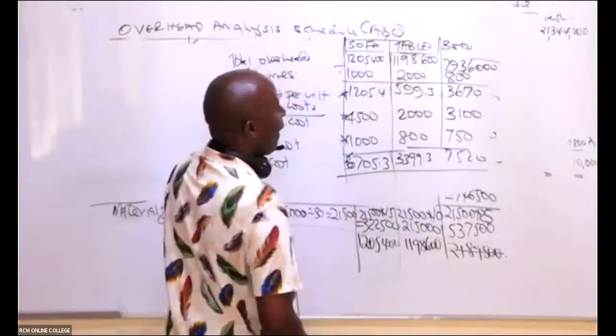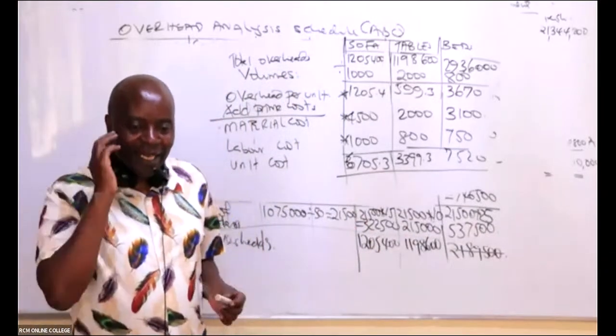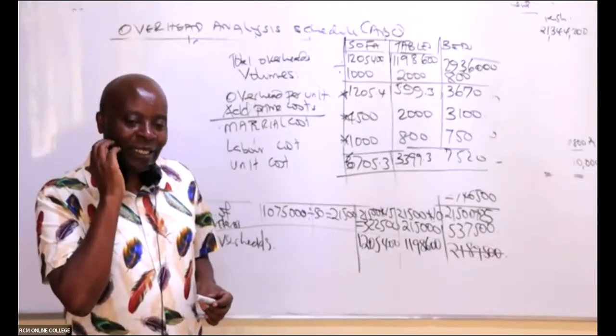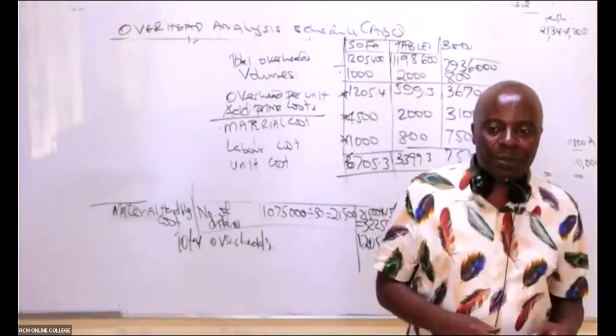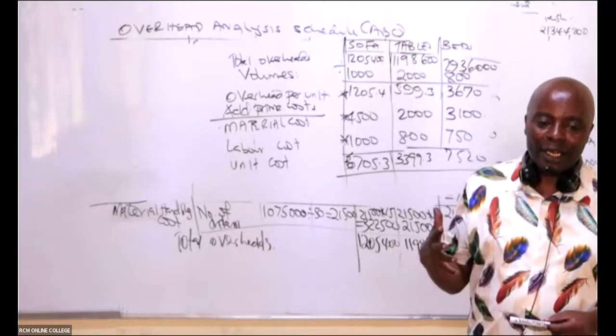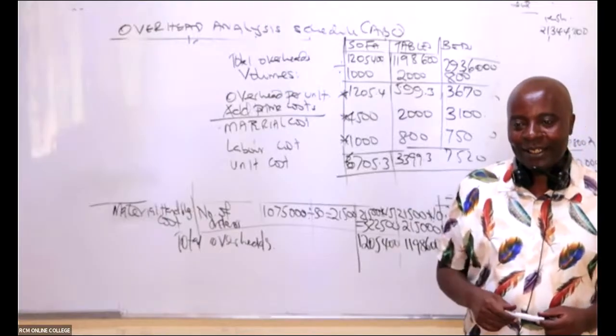6705.3. So if you compare the traditional method and this ABC method, the answers can never be the same. The cost that we have there will be different. Which method in this case here will you trust their figures? ABC. It's modern.